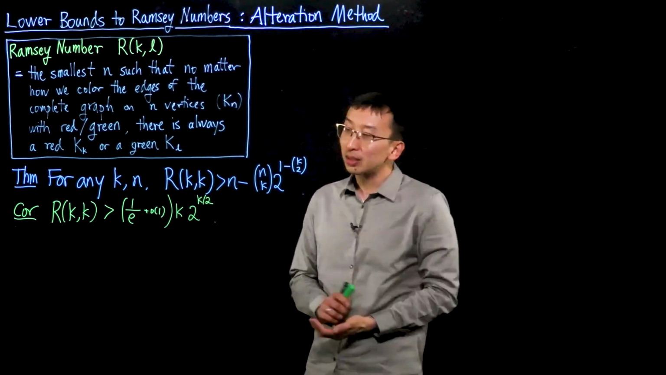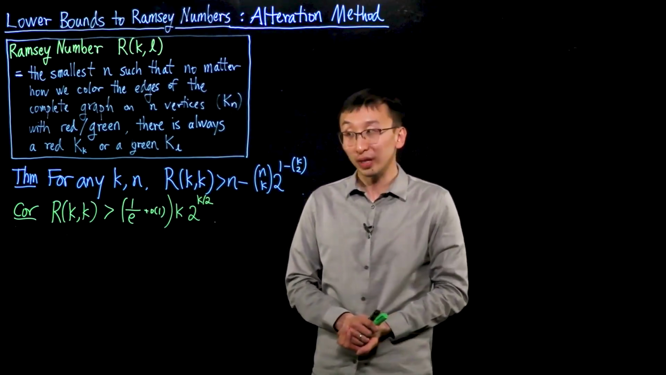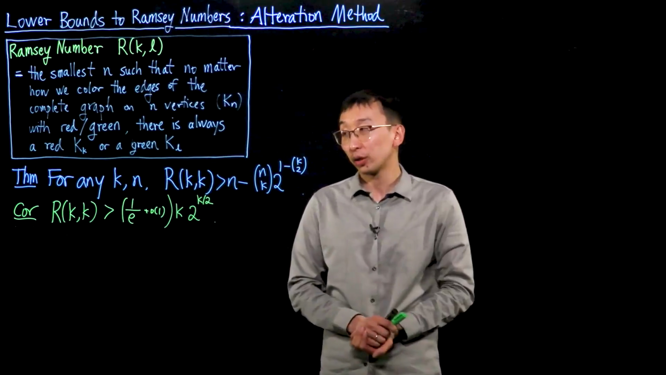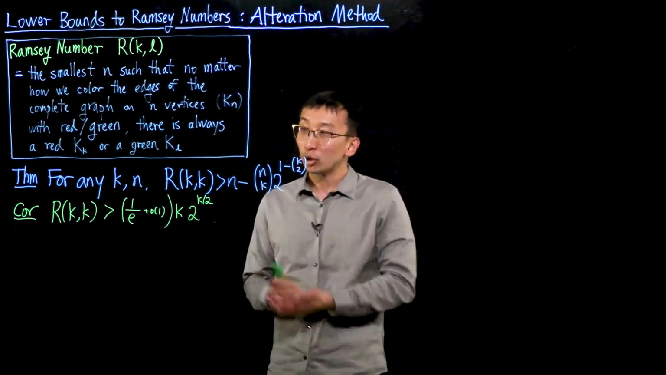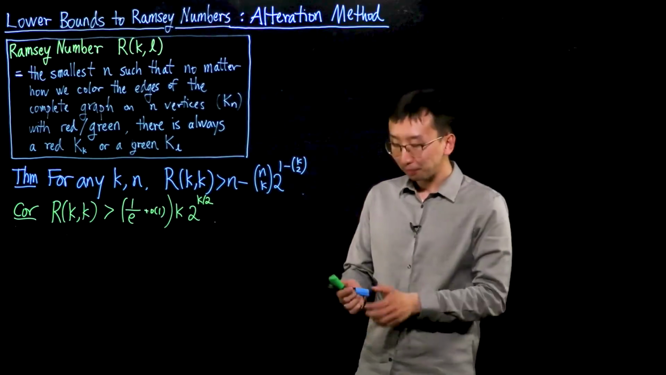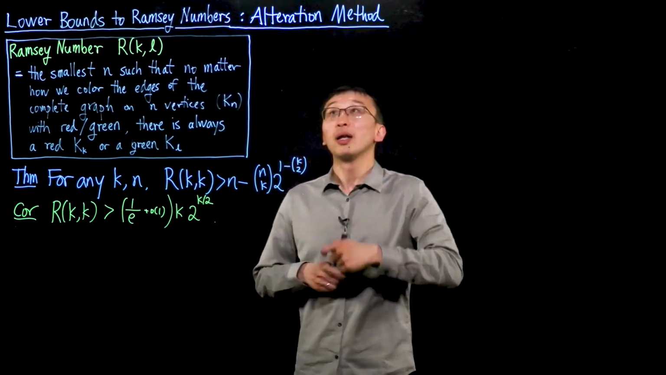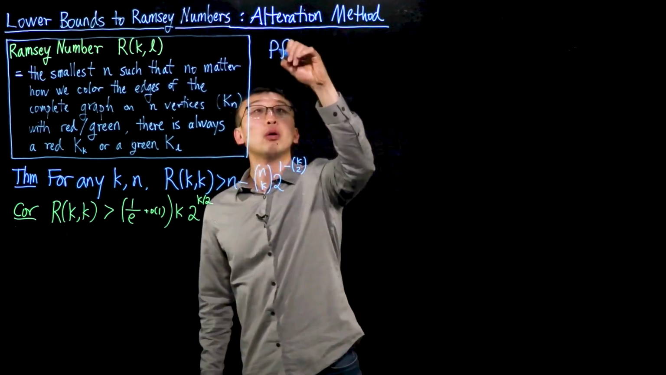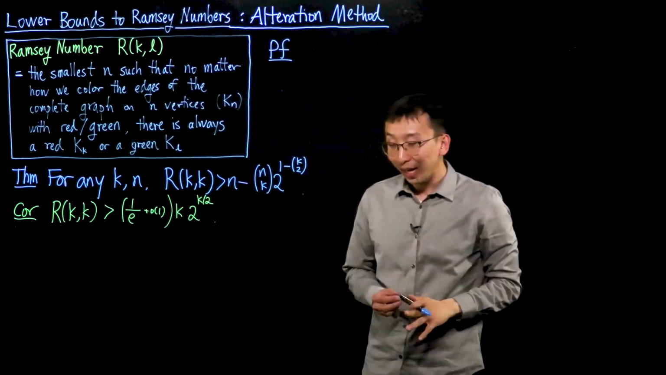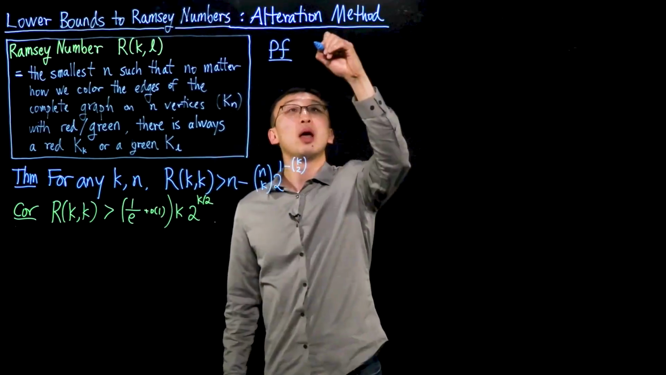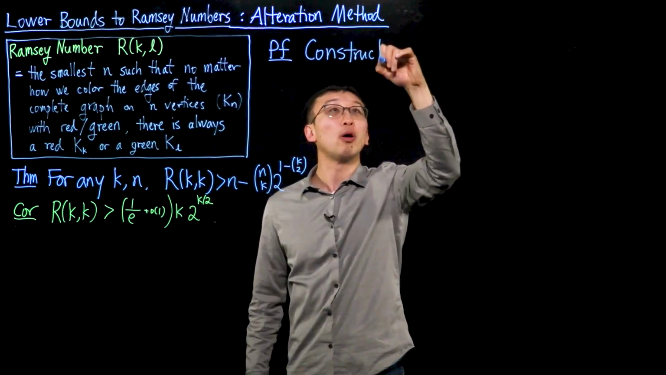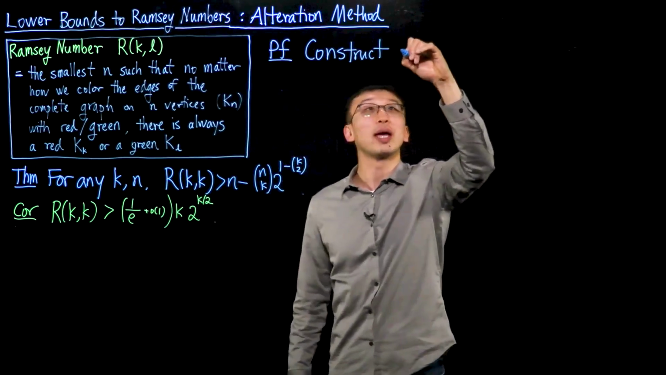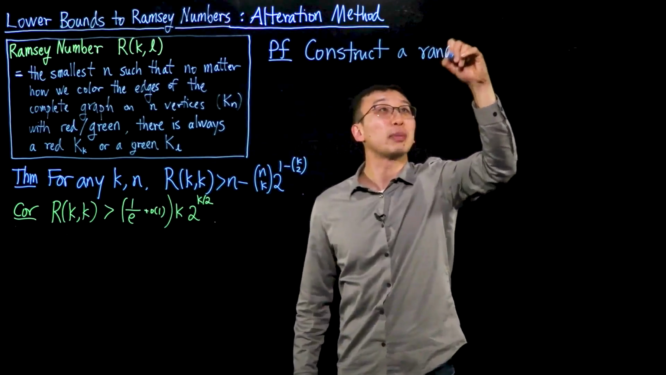We see that it is slightly better than the bound that we got previously, and slightly better by a factor of root 2. Okay, so let us prove this theorem here. Like before, we will start with a random coloring, but then make some adjustments. So in fact, this construction will have 2 steps. Construct a random coloring in 2 steps.